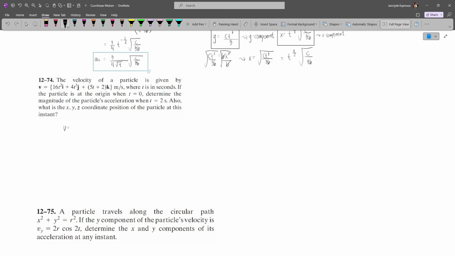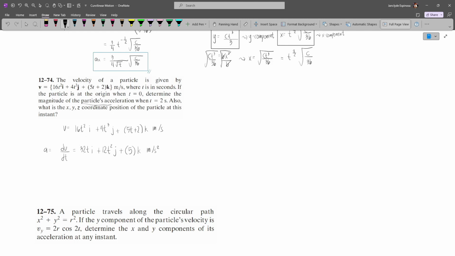So we have v equals 16t squared i plus 4t cubed j plus (5t plus 2) k in meters per second. And so differentiating this, we have dv over dt, or the acceleration, that's equal to 32t i, and then plus, 4 times 3 will give us 12, and then t, 3 minus 1 will give us 2, so this is 12t squared j, and then plus, differentiating this, we have 5. And then pair this with k, we now have these components, and this is in meters per second squared.